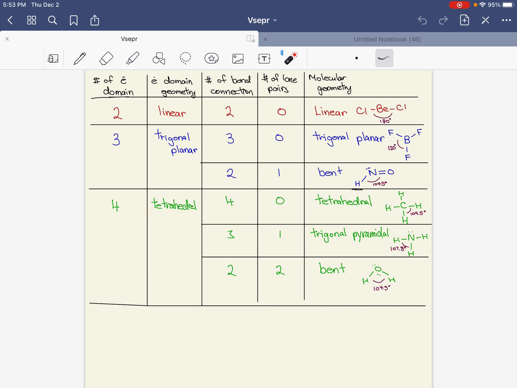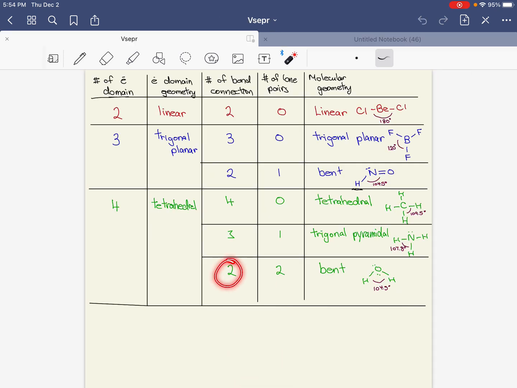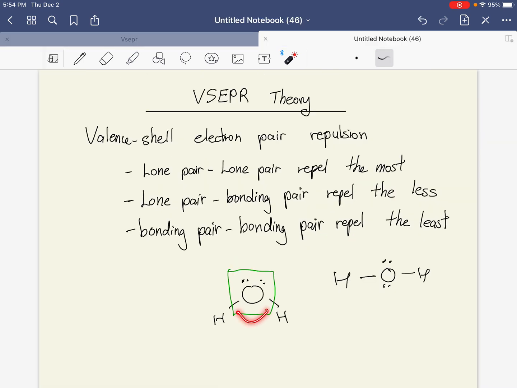But is the shape tetrahedral? No, it's not. Check this out. How many bonds do you see? I see 2. How many lone pairs do you see? I see 2. So you're looking at 2 bonding, 2 lone pairs. The shape is going to be bent. The angle here is around 105 degrees. Obviously, this will be the rest of the 360.